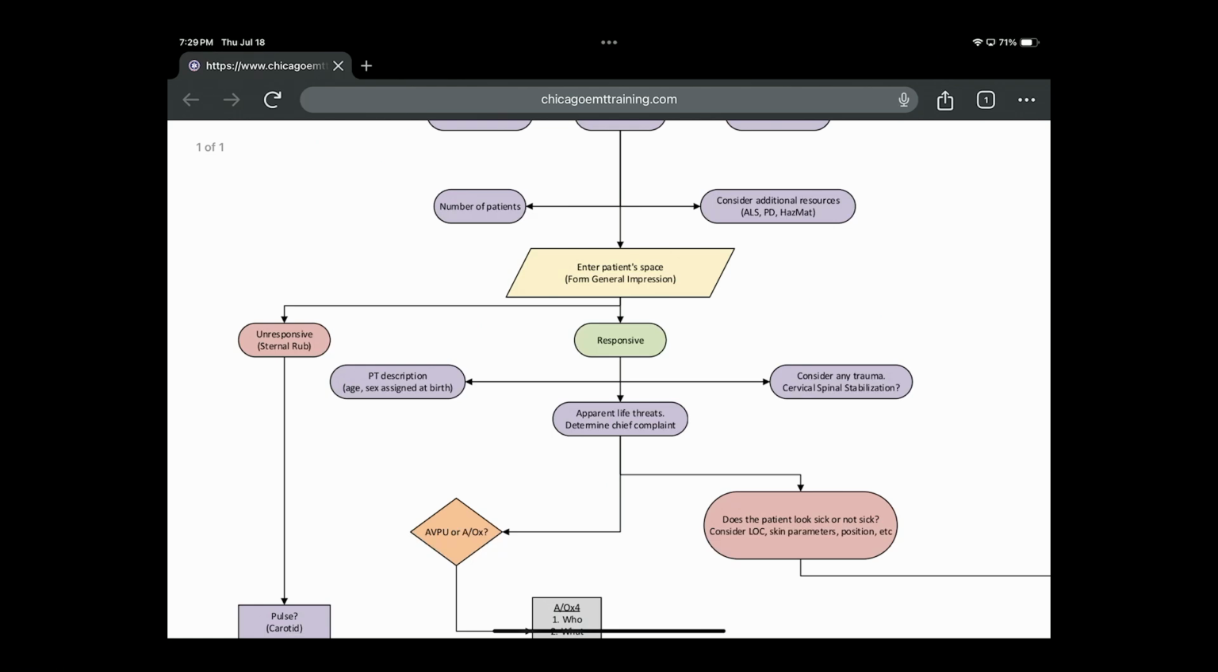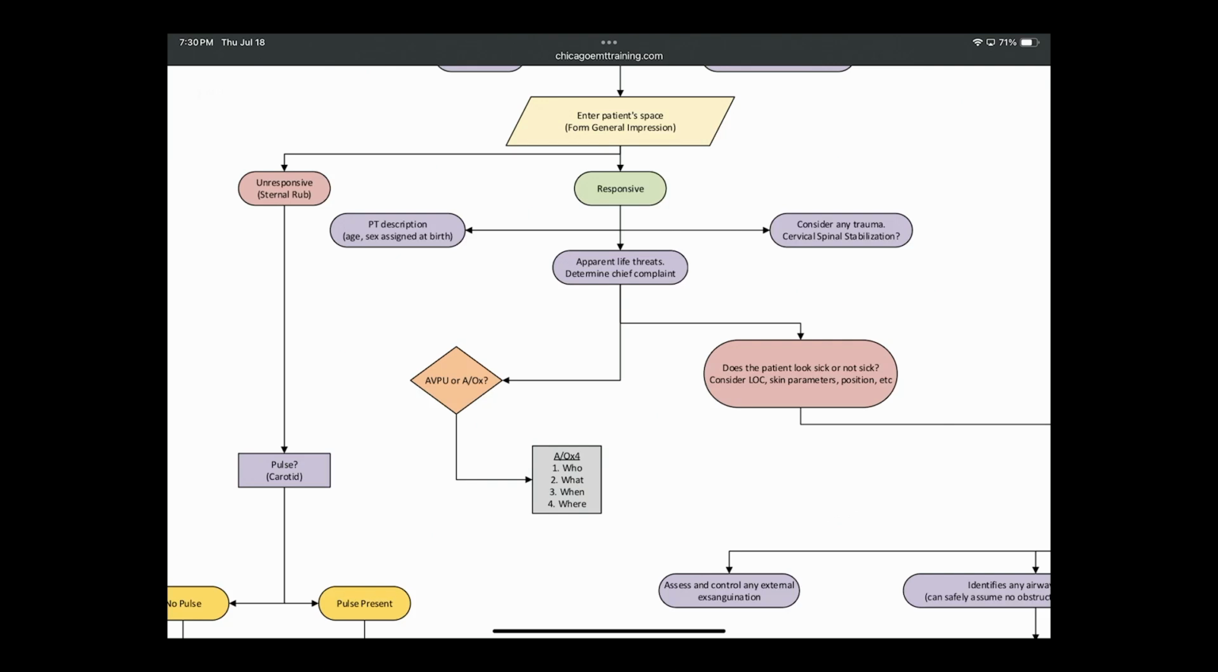If we were to move back up and the rest of the EMT class is dependent on the patient who's typically responsive, you want to determine any life threats and chief complaints. And sometimes what you're dispatched to is different from the patient's actual chief complaints, so it's always important to re-ask that. You're going to determine the patient's description, so their age and sex at birth, and consider any trauma. And to be clear, a fall is not the only way someone gets hurt, so you want to ask the patient if they've experienced any trauma, and then consider any cervical spinal stabilization.